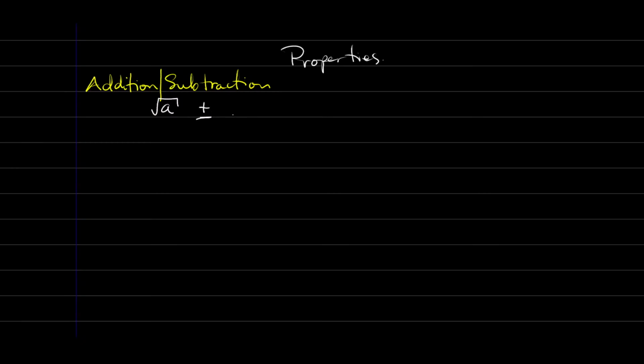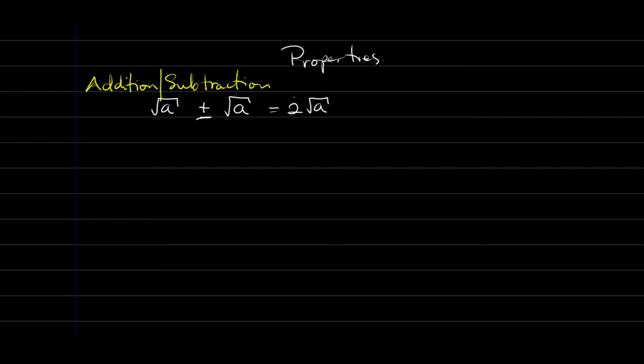All right, so let's look at properties. And the first property that we're going to start looking at is addition and subtraction. I should really start typing out. The first one that we're going to look at is the root of a plus or minus the root of a is going to give us 2 root a.